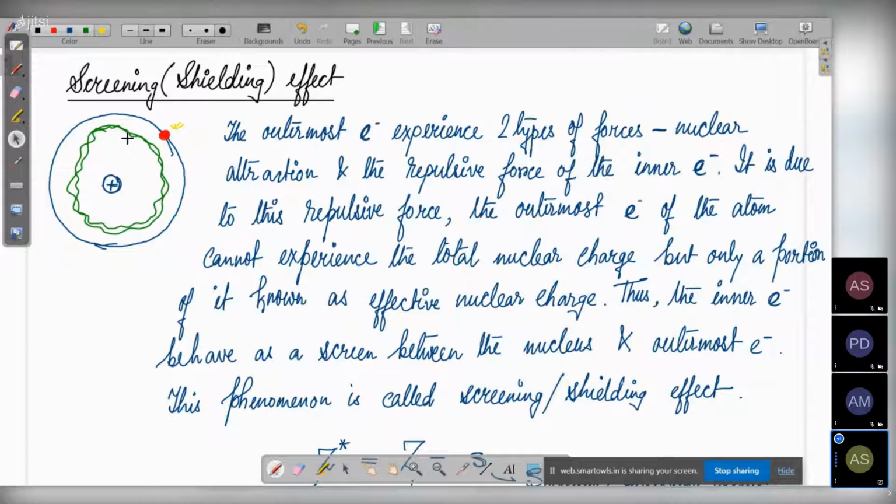So this outermost electron has two types of force. One is an attractive force by the nucleus, and another one is the repulsive force by the inner electrons. Is this much clear to everyone? Yes, sir. The electron experiences two types of forces. One is attractive force, and another one being the repulsive.